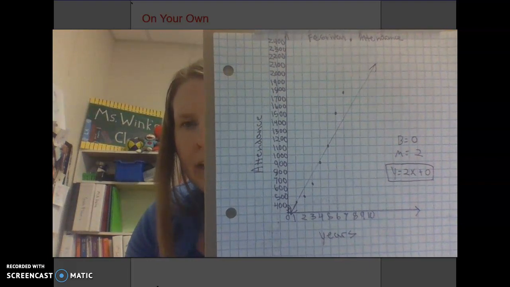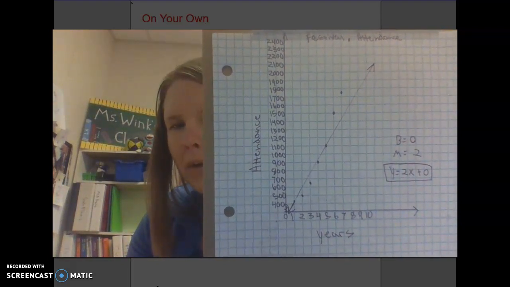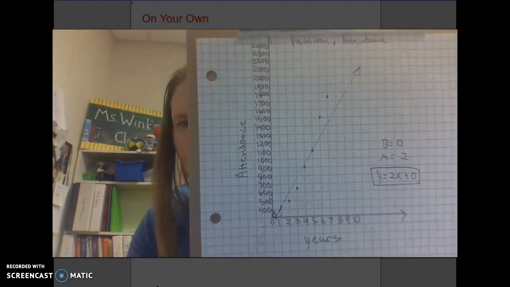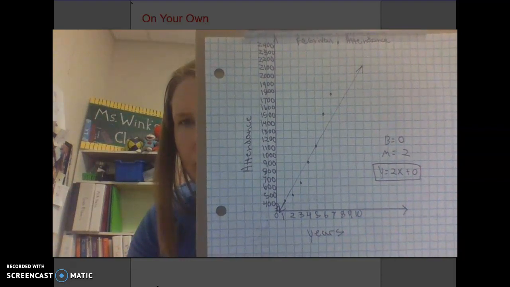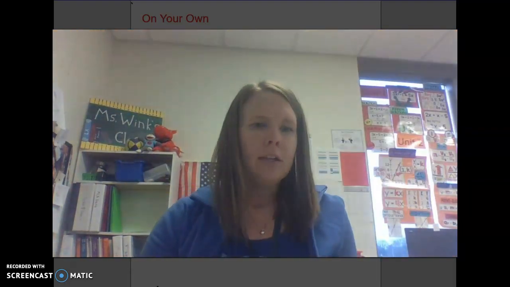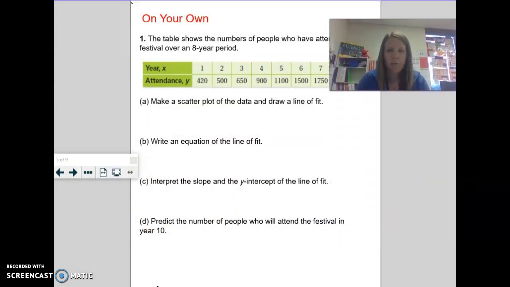When I did that, I get a slope of about 2 and I get a y-intercept. I would assume it's probably 0. So that's why I came up with the equation y equals 2x plus 0, or you could just say y equals 2x, okay? Let's take a look at some of those other problems you had to finish up.